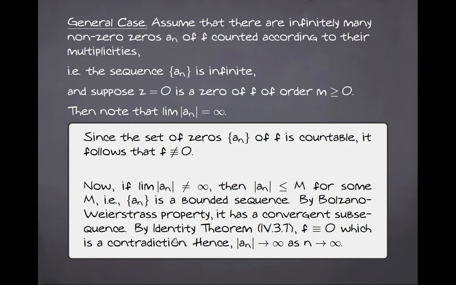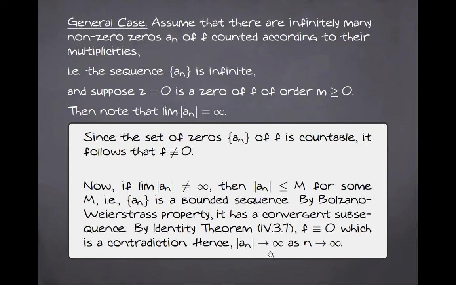So that limit exists. But if the sequence of zeros has a limit point, then by the identity theorem, if you recall this result, if the set of zeros has a limit point in the domain of f, then f is identically 0. So because an has a convergent subsequence and an are zeros of f, zeros of f has a limit point, and by the identity theorem f is identically 0, which is a contradiction. These are not the only zeros of f, f is 0 everywhere, so this cannot be a countable set. So hence we must have limit mod an equals infinity.